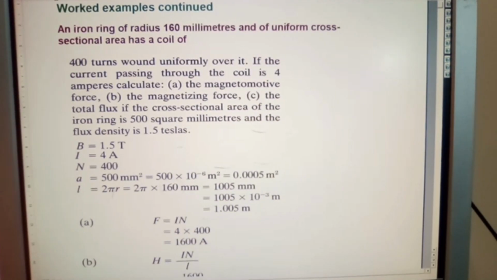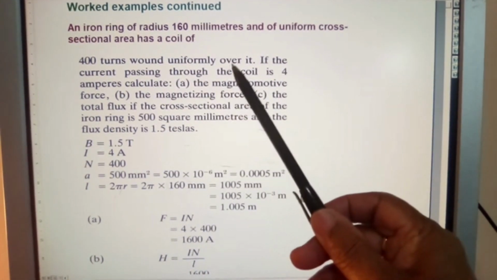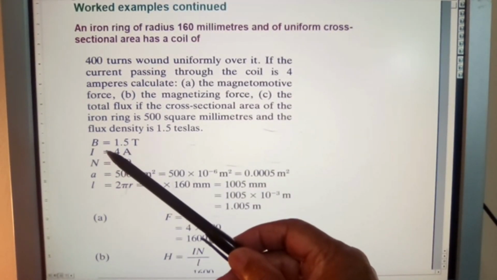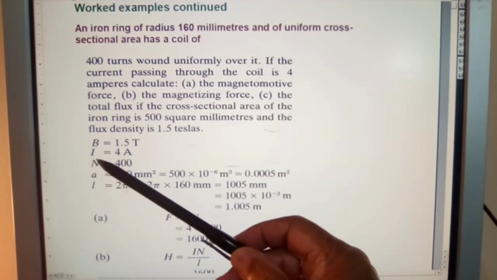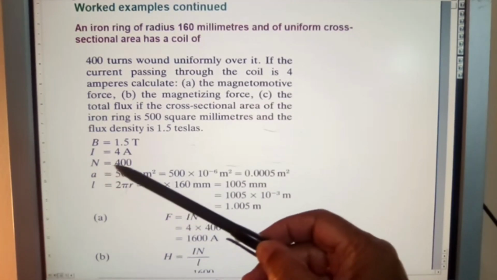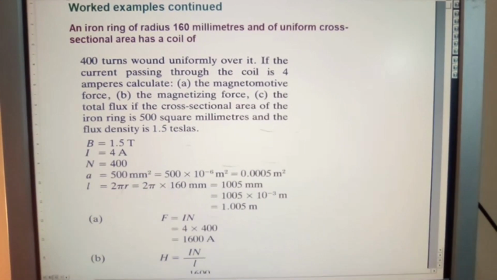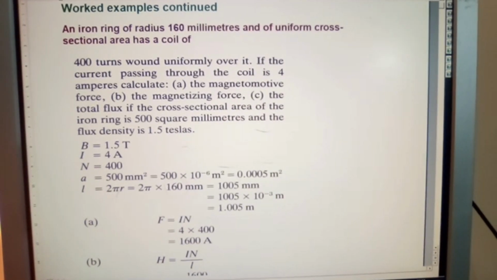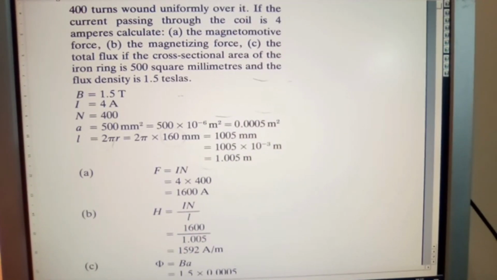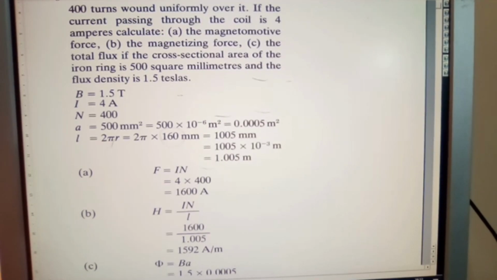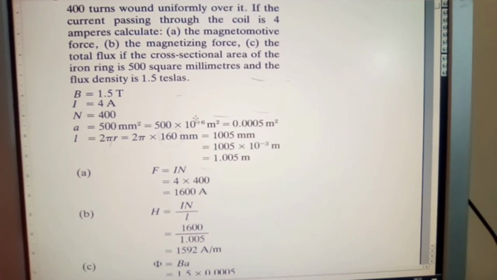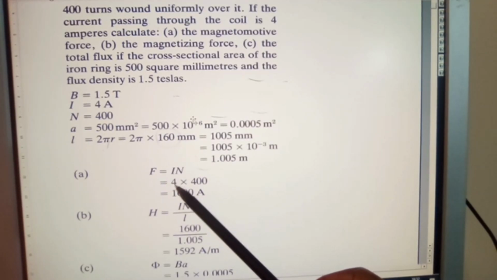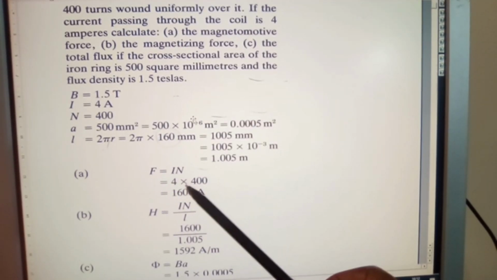Now I'm not going to go through this for you, but you can see here what we have done. What I have done here is that I have extracted the information. B equals 1.5 Tesla, I is 4 amps, N equals 400 turns, etc. Now you then need to know how to put this into the correct formula, and here we have F equals IN. I is the current, N is the number of turns, 400.